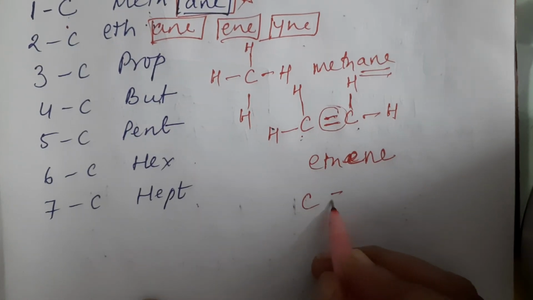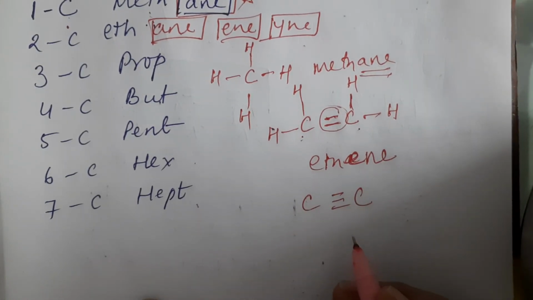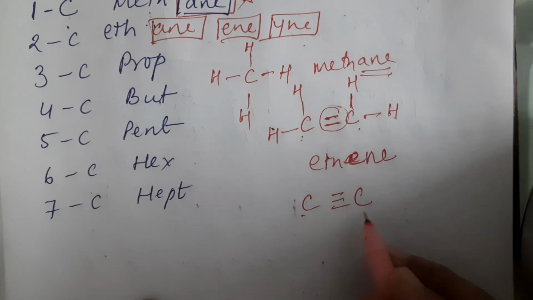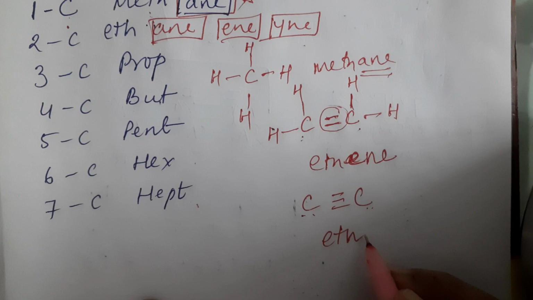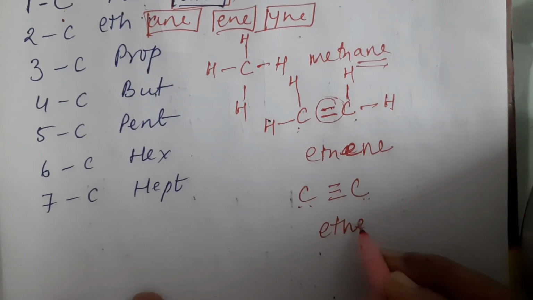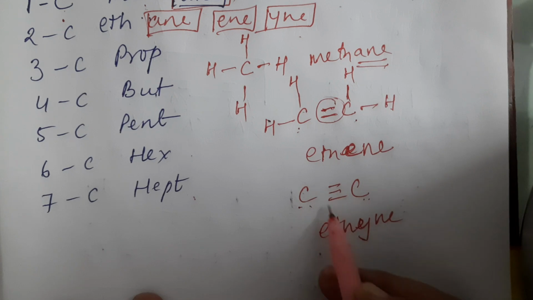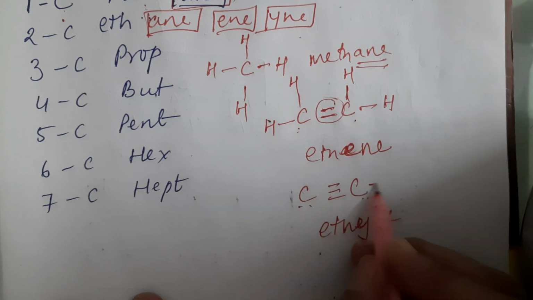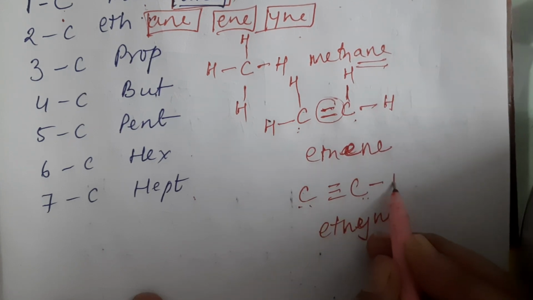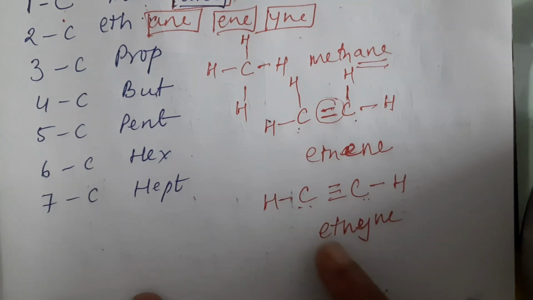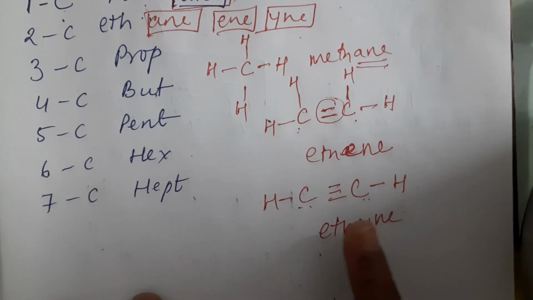Now coming to triple bond. If there is a triple bond, we call it yne. As with double bond, 2 carbons are there, so we use the word eth, and for the triple bond, yne is used. Now we need to balance out to 4 again. Already 3 bonds are there, so we add one more hydrogen on both sides to make it 4. Depending on the number of carbons, the name is given.